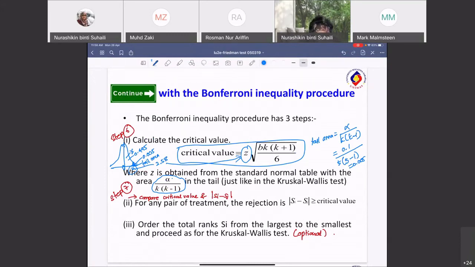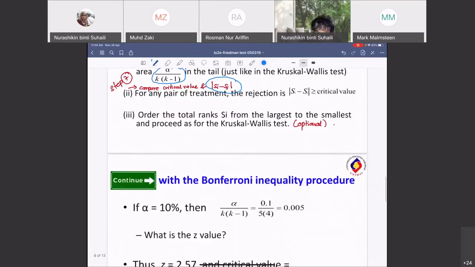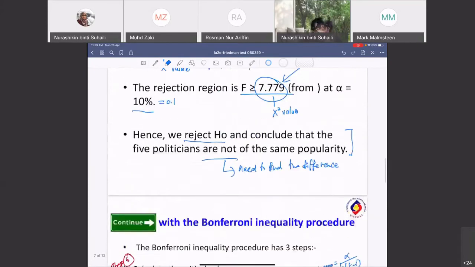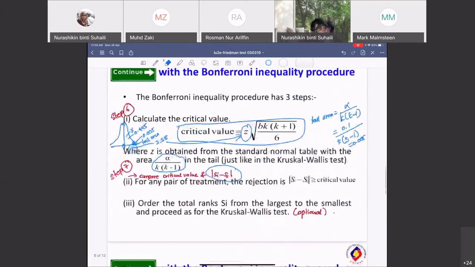So the next step, or step 7, you have to compare the critical value with this term. Okay? So it means that you have to create, the easiest way is you create a table now.